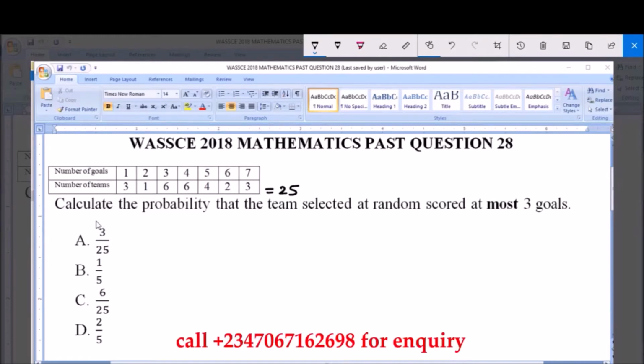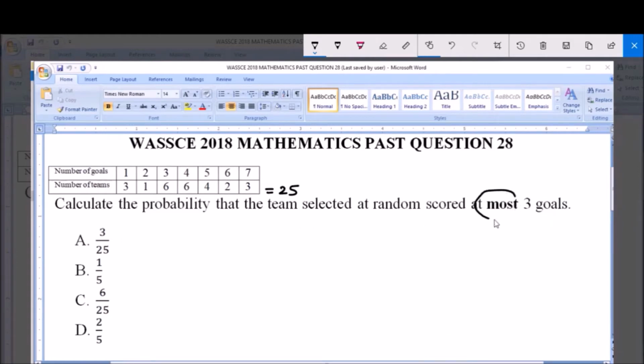Now, we have to calculate the probability that teams selected at random scored at most 3 goals. This at most here simply means that the teams either scored 3 goals or less. That is, they do not score above 3 goals. And if you can see, this is it: 1, 2, 3.